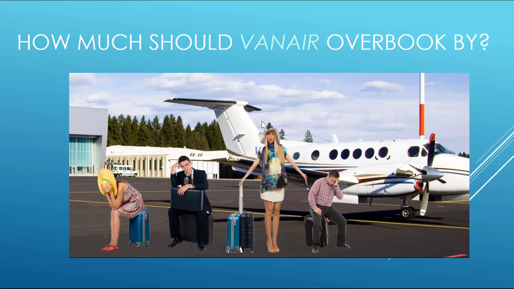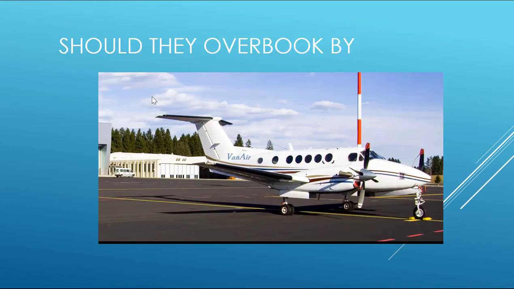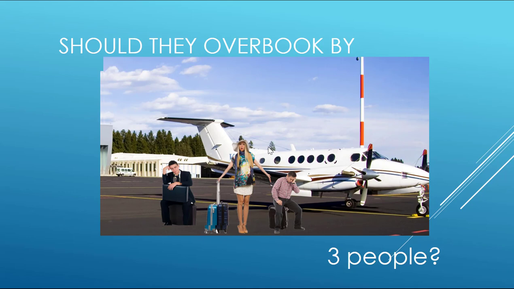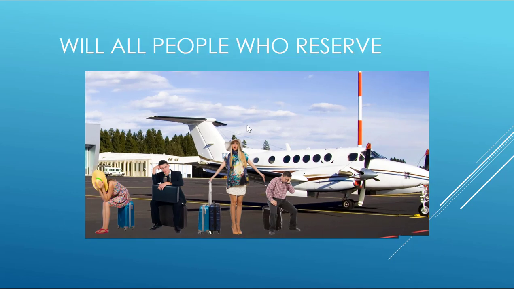Now, Van Air wants to answer the question, should they overbook? And if so, how much should they overbook by? So they have 18 seats on their plane. And should they overbook by 1 person, 2 people, 3 people, 4 people? So they're trying to determine this. And question, will all of the people who reserve actually show up? If that were the case, then you'd have these 4 unhappy people if you allowed 4 overbookings. Possibly.